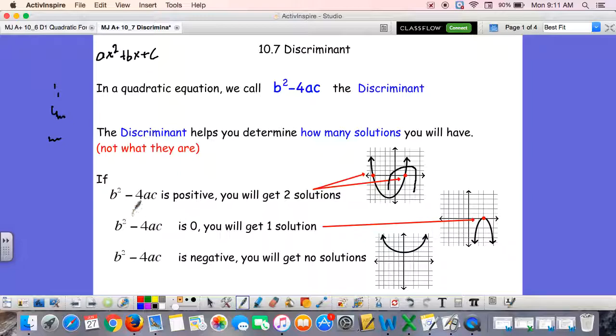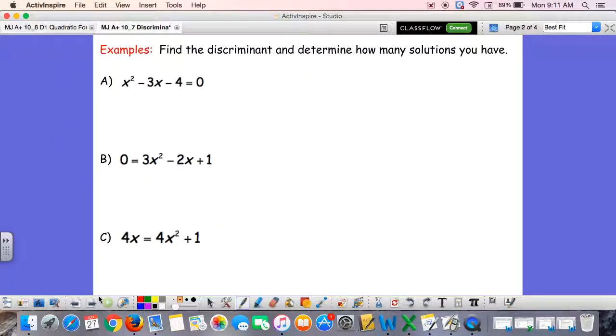So we're using b squared minus 4ac to tell how many solutions there are. Not necessarily what the values of the solutions are, but just how many. So it's actually fairly simple. Remember, the discriminant is b squared minus 4ac. Here, a is 1, b is negative 3, and c is negative 4. So now we just plug these things into our formula for the discriminant.